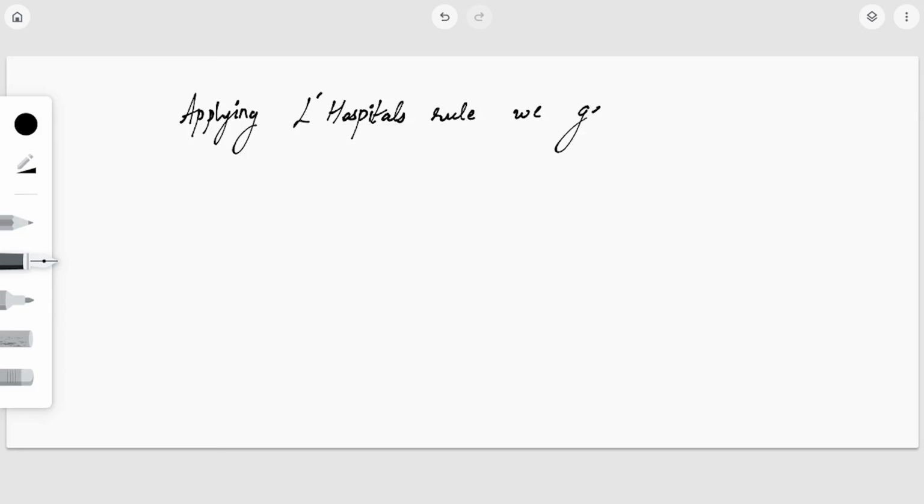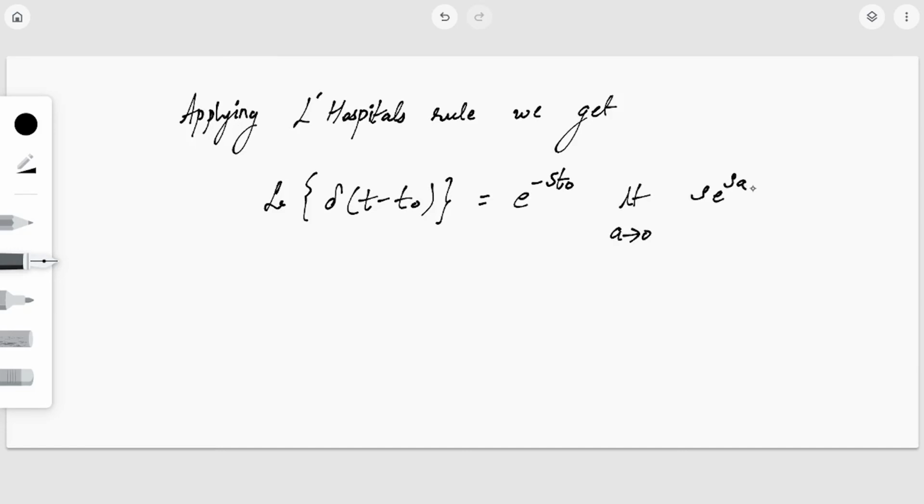we get the Laplace transform of the Dirac delta function is nothing but e raised to minus st dot into limit a tends to 0 of the derivative of the numerator, that is s into e raised to sa minus, again, minus s into e raised to minus sa, divided by 2s. We are differentiating with respect to a, right? So s is getting cancelled, and what do we have?